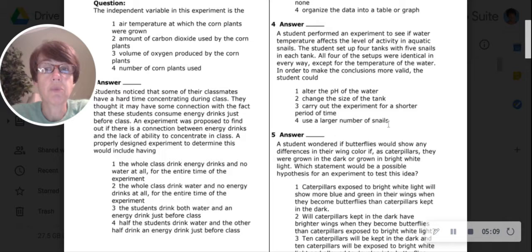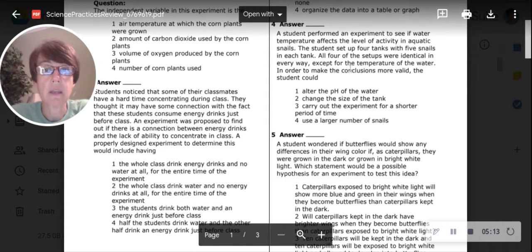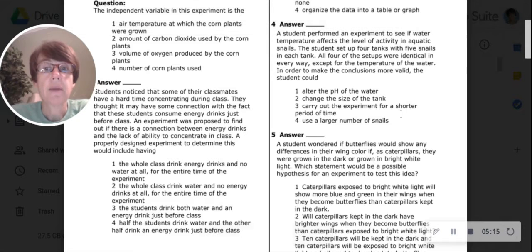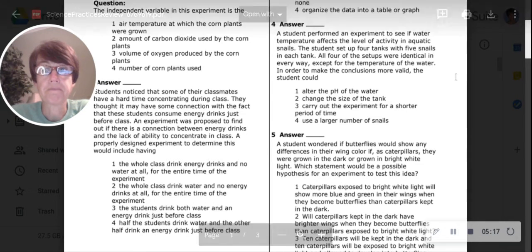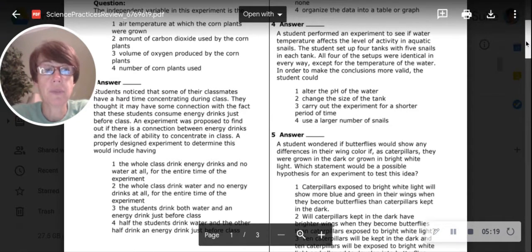We could always improve our experiment, or the other way to say that, make the conclusions more valid by using more snails, increasing our sample size or increasing the number of test subjects.